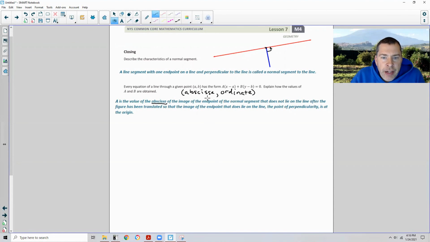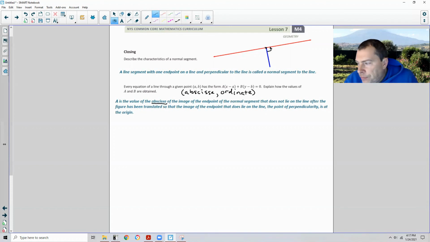So A is the value of the abscissa of the image of the endpoint of the normal segment that does not lie on the line after the figure has been translated, so that the image of the endpoint that does lie on the line, the point of perpendicularity, is at the origin. So basically, if we wanted to know if these two are perpendicular, we would move this point to the origin, and that comes from this a times x minus a.